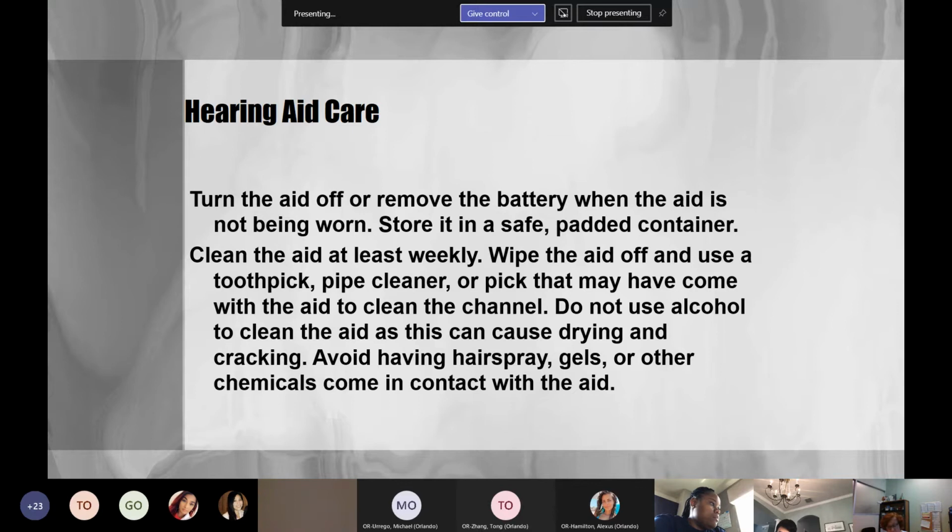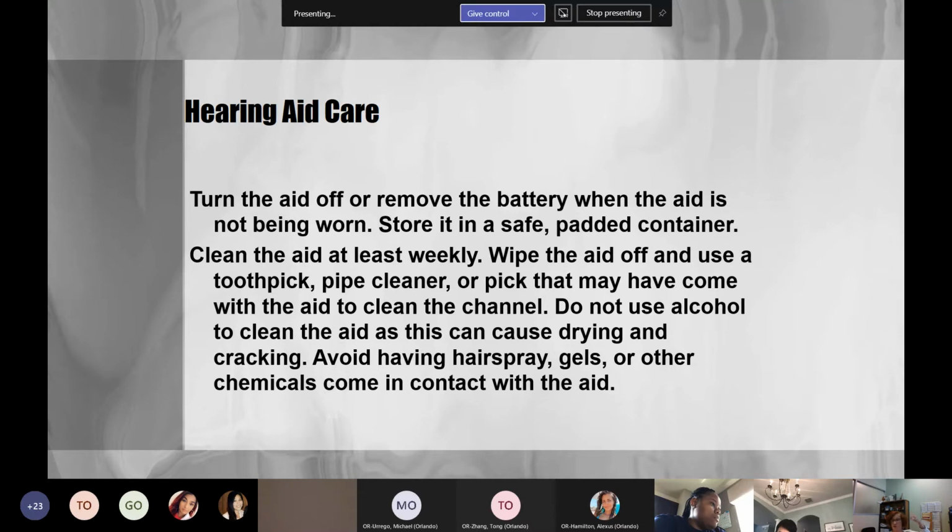And we don't use alcohol. Don't use alcohol on the hearing aids because it can damage the internal parts. Alcohol will dry things out and cause them to crack. So you don't want to use that on your hearing aids.